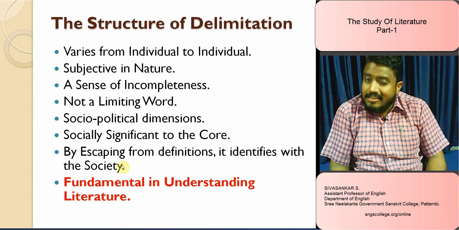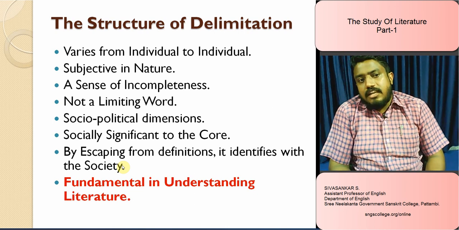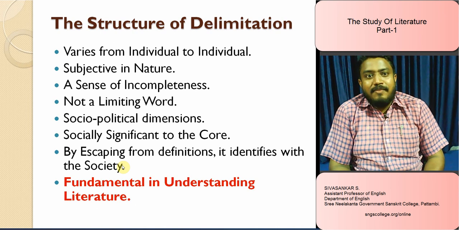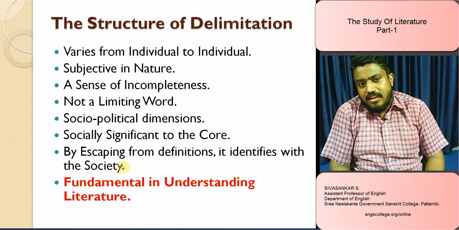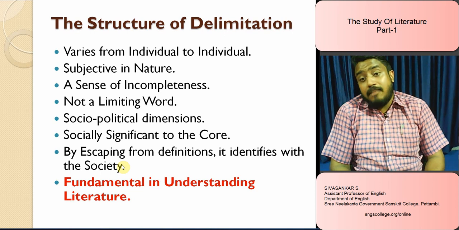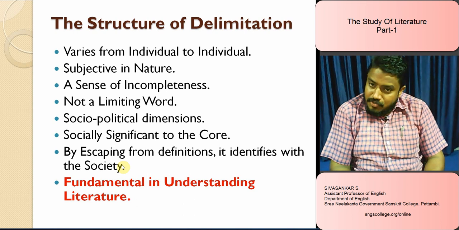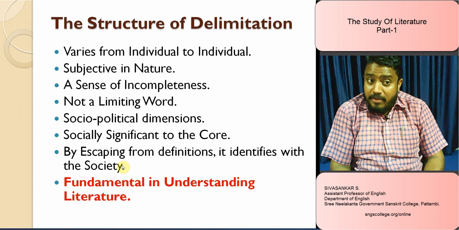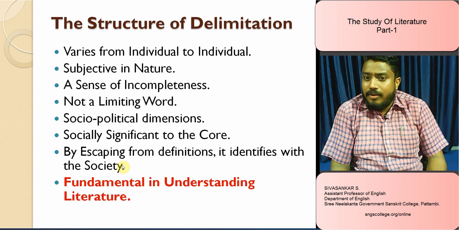So here we need to look at the structure of this delimitation. Why is this sense of incompleteness always there? When you look at the structure of this delimitation, we can see a beautiful architecture inside this, because the definition of literature varies from individual to individual. It's highly subjective in nature, and that's how the sense of incompleteness comes. But the words delimitation or incompleteness are usually taken as negative words that can pull you down. But when it comes to literature, this is the driving force of literature, and it should be taken as a highly constructive word, and a word that has got serious socio-political dimensions.